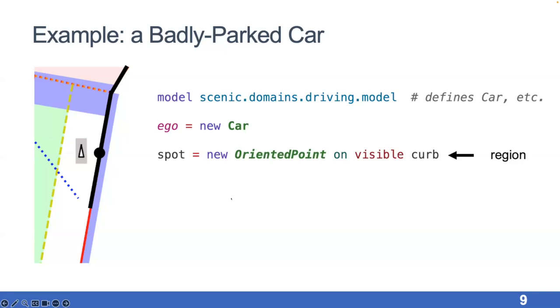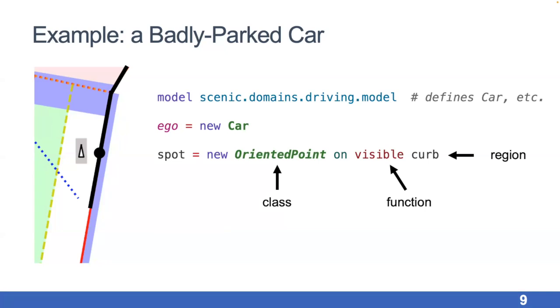How we're doing that here is we're starting from this curb, which, as I said, is a region. That's a primitive data type in SCENIC. And we're passing that to a built-in function in SCENIC called visible, which will restrict this curb region to just the part that's visible from the ego. Then we're saying to create an oriented point. An oriented point is a built-in class in SCENIC, which basically just represents a position and an orientation in space. So this is useful for defining a local coordinate system without having to actually create an object.